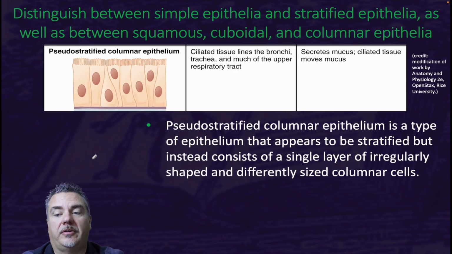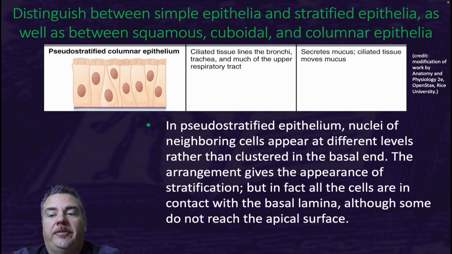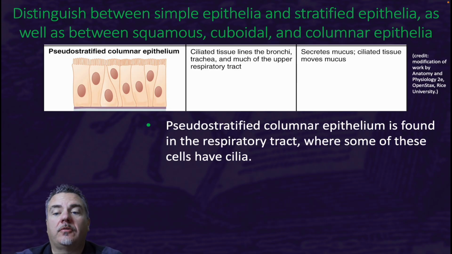Pseudostratified columnar epithelium is a type of epithelium that appears to be stratified, but instead consists of a single layer of irregularly shaped and differently sized columnar cells. In pseudostratified epithelium, nuclei of neighboring cells appear at different levels rather than clustered in the basal end. The arrangement gives the appearance of stratification, but in fact all the cells are in contact with the basal lamina, although some do not reach the apical surface. Pseudostratified columnar epithelium is found in the respiratory tract, where some of these cells have cilia.